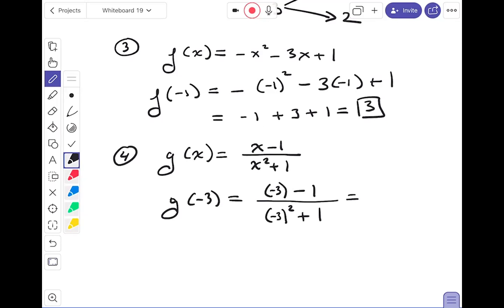Well, what do you get on top? Minus 3 minus 1, which is minus 4. On bottom, you get 9 plus 1, which is 10. You should reduce that to minus 2/5. Look at the key. And if you're not staring at that, something's wrong. And you should be staring at that, minus 2/5. All right, let's look at number 5.